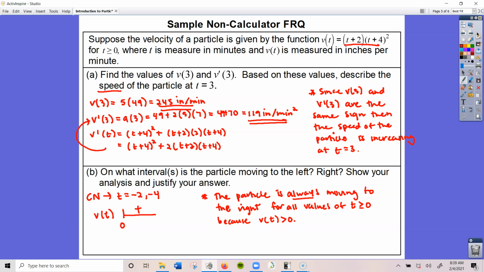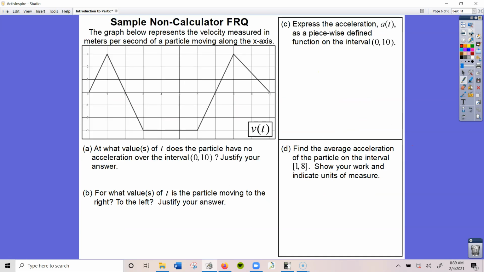Let's look at one more question, and this time it's a graph non-calculator FRQ. Okay, so the graph below represents the velocity measured in meters per second of a particle moving along the x-axis. At what values of t does the particle have no acceleration over the interval 0 to 10? And justify your answer. So no acceleration. So it's not that the acceleration is equal to 0. It's that it's when a of t is undefined.